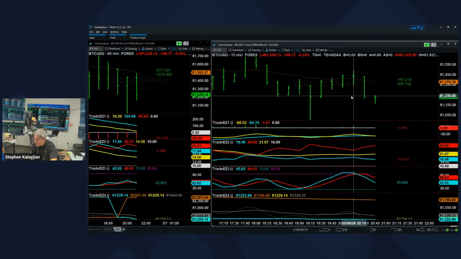How many do I take in a day? Could be north of 50, maybe 60 or 70. Slow days 20, 15. Depends how I feel. Depends on the volatility.